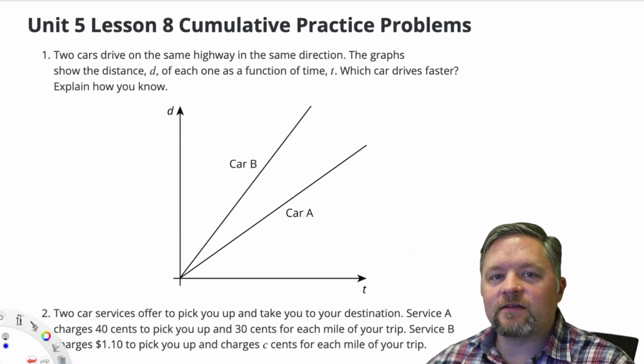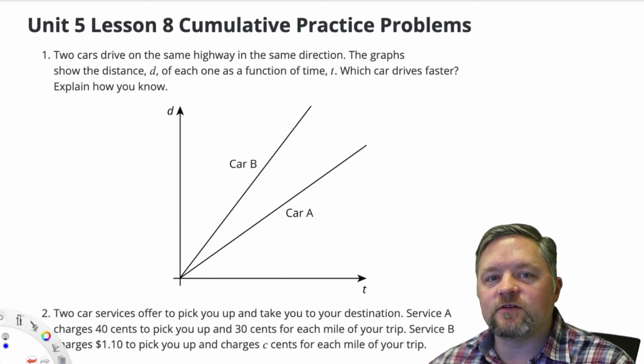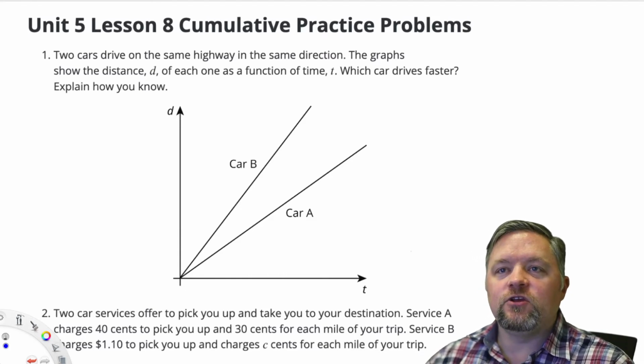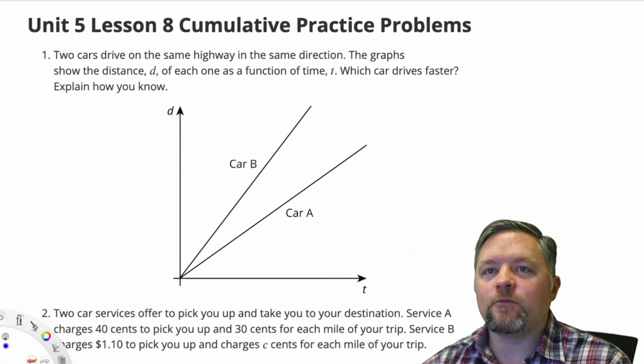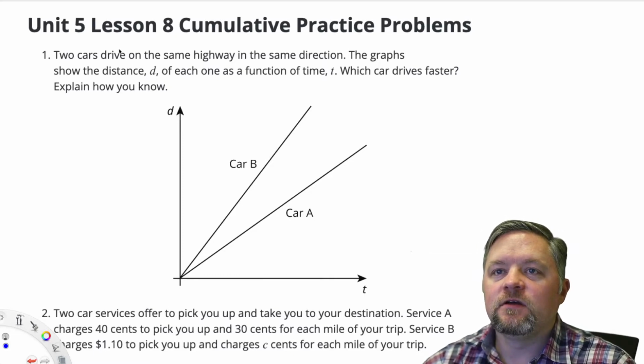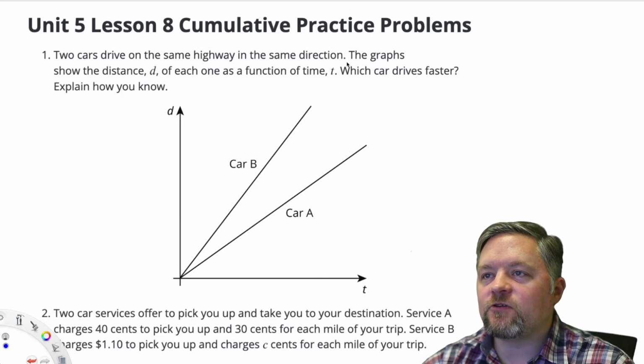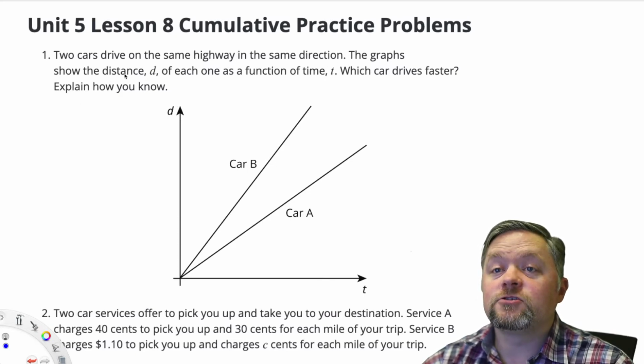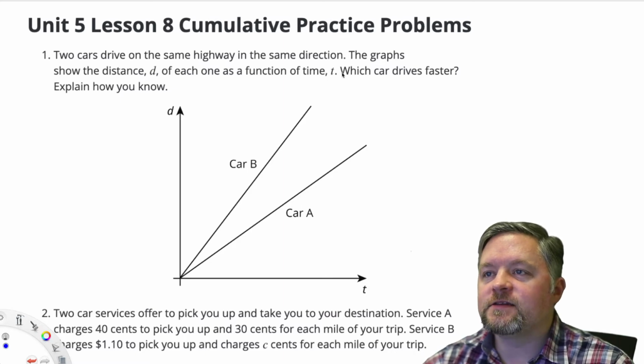Boskin Does Some Math. Today we are doing Illustrative Math Grade 8, Unit 5, Lesson Number 8, Practice Problems. First problem here says two cars drive on the same highway in the same direction. The graphs show distance, d, as a function of time, t.